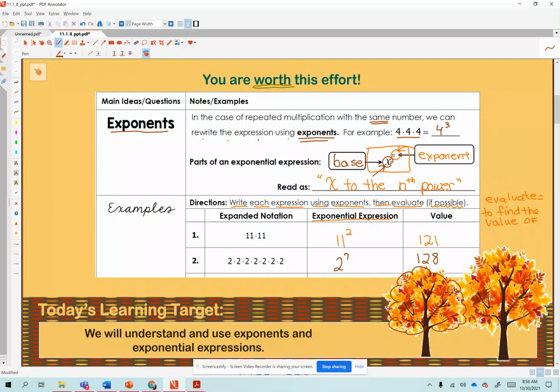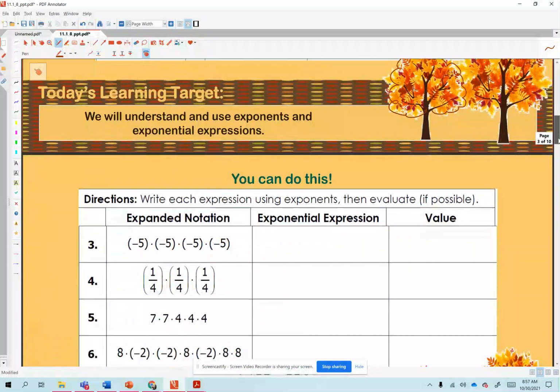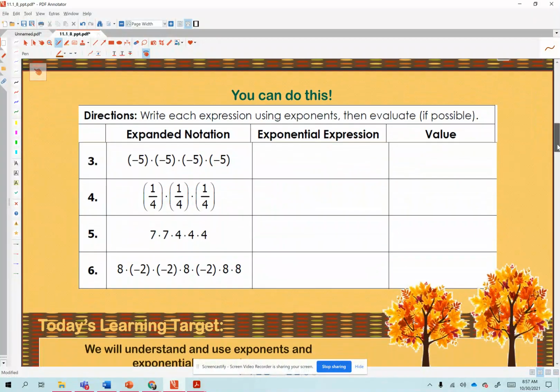Some of you may have been able to do that without a calculator, but if you needed a little help, that's fine. We're talking about exponents today, so our numbers get large very quickly. Let's move on to the next page. So we have expanded notation in the first column. We have the exponential expression, which we will write in the second column, and we will evaluate and find the value in the third column.